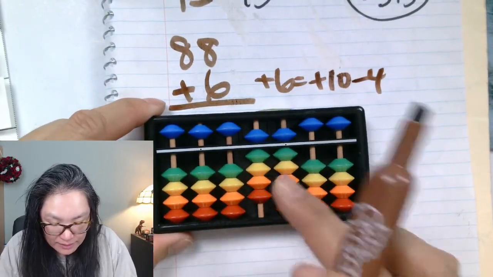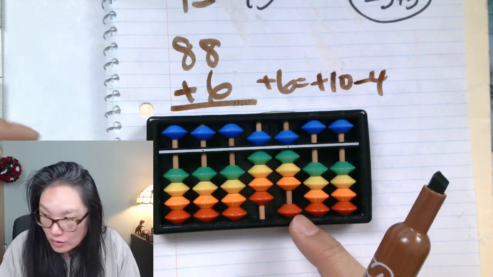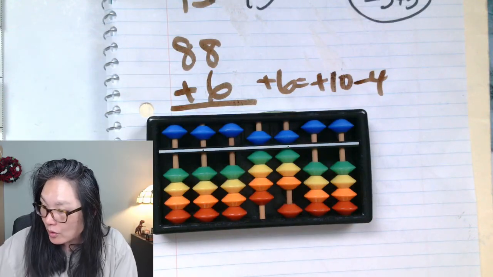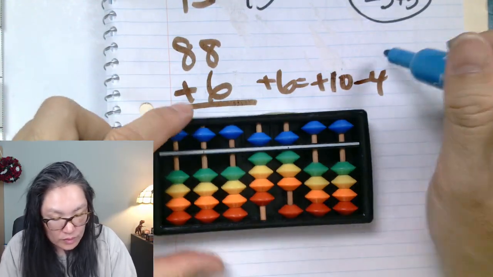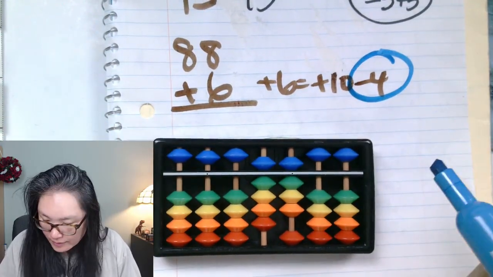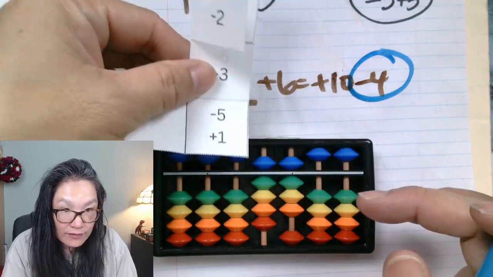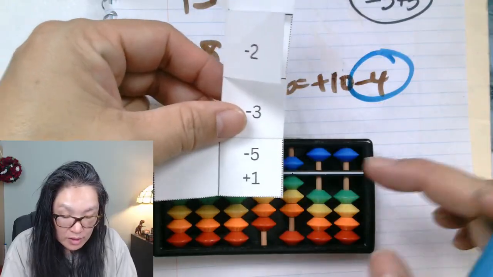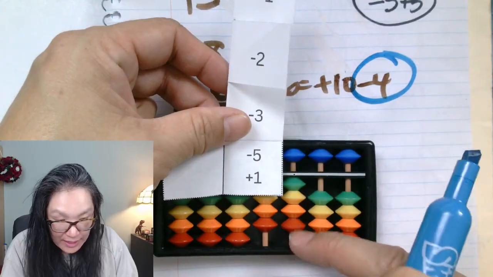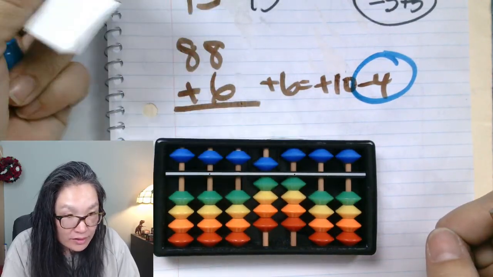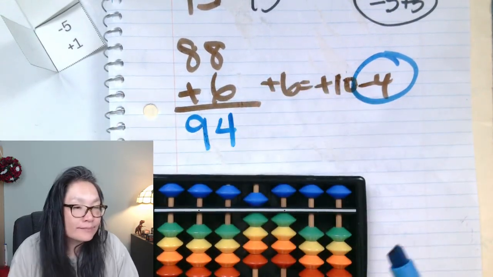I'm going to plus the 10, and I'm going to take away the 4. I don't have any beads to take away the 4, so what am I going to do? Minus the 4 is equal to minus the 5 plus the 1. So if I line it up, I just need to minus the 5 and I add the 1. And my final answer is 94. And that's it.